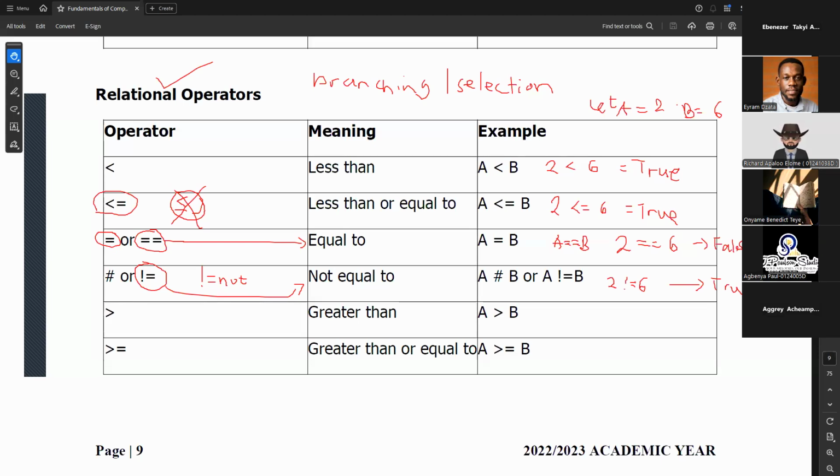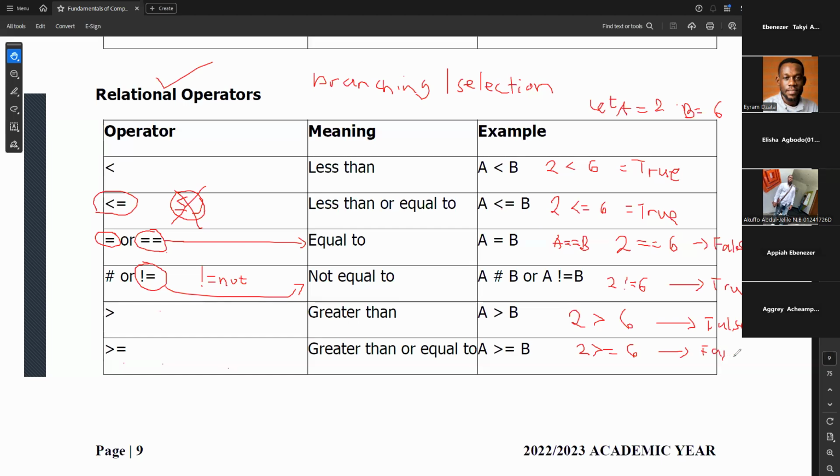Then we take the next one, greater than. 2 is greater than 6, which is false. And then the final one, 2 is greater than or equal to 6, which is also false. Guys, take your time.